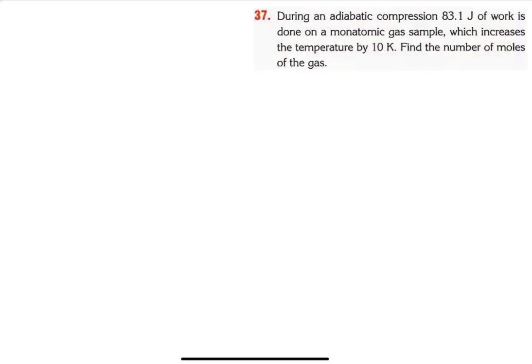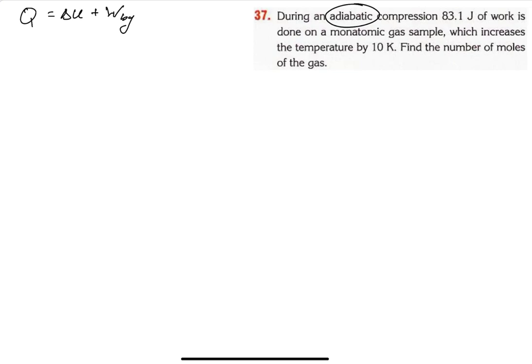Question 37. During an adiabatic compression, 83.1 joules of work is done on a monoatomic gas sample, which increased the temperature by 10 kelvins. Find the number of moles of the gas. So here, let's write the first law of thermodynamics. Q is equal to delta U plus work done by the system. And it says it is an adiabatic process. That means there is no heat exchange with the surroundings.